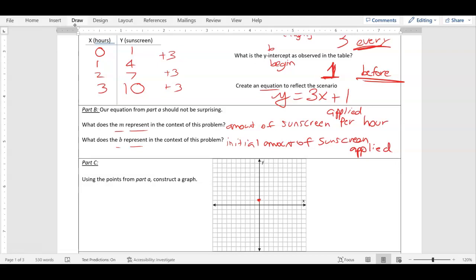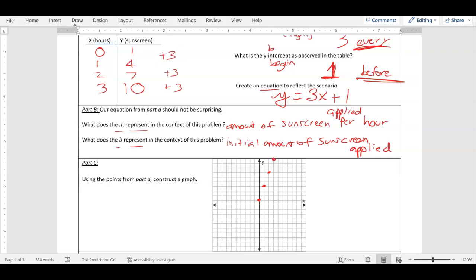What about 1, 4? I put my pencil at the origin. 1 means go to the right 1, 4 means go up 4. Put a point. 2, 7. Do you see that on the table up here? So I go to the origin, 2 to the right, up 7, put a point. 3, 10. From the origin, go to the right 3, up 10, put a point.